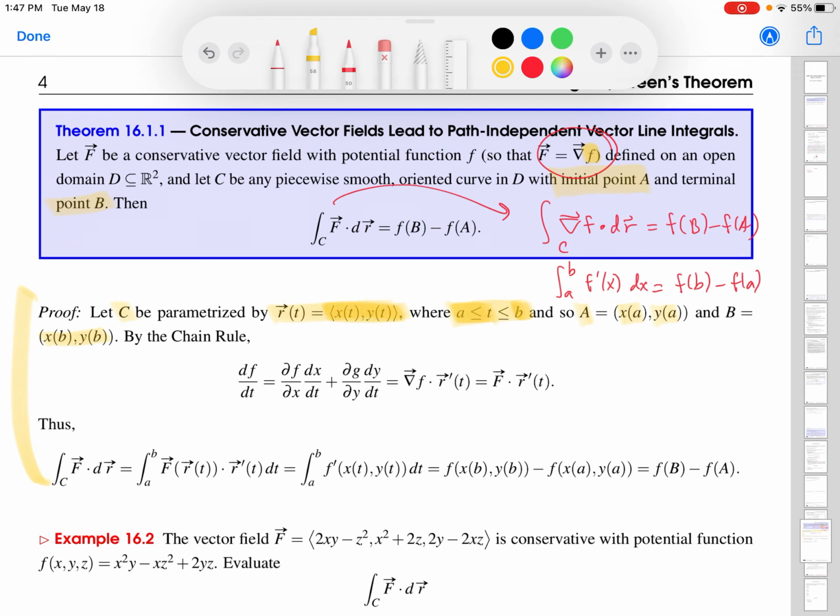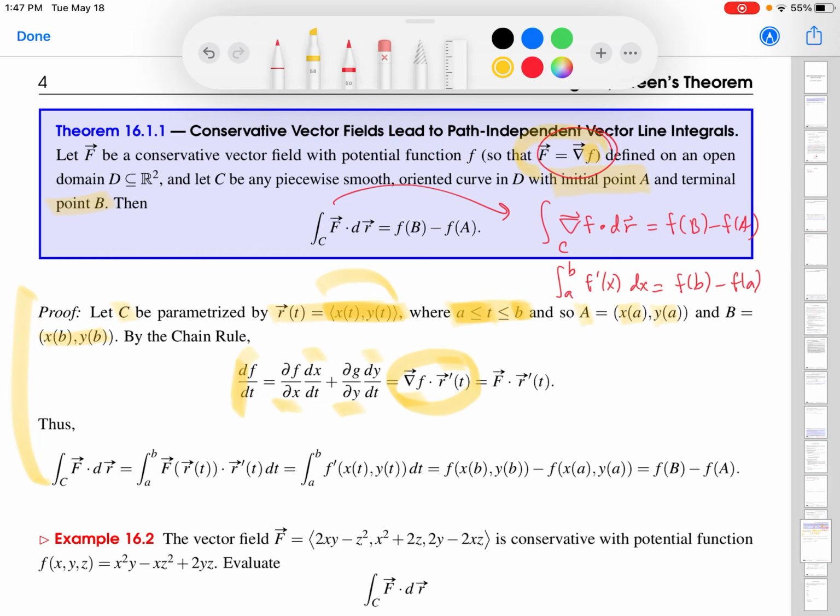And x and y depend on t via the parameterization. So we've got to use the chain rule. To calculate df/dt, we do partial f partial x times dx/dt plus partial f partial y times dy/dt. And then we notice that this part is the gradient, and this part is the derivative of the parameterization. Great. So now df/dt is the dot product of the gradient with r prime.